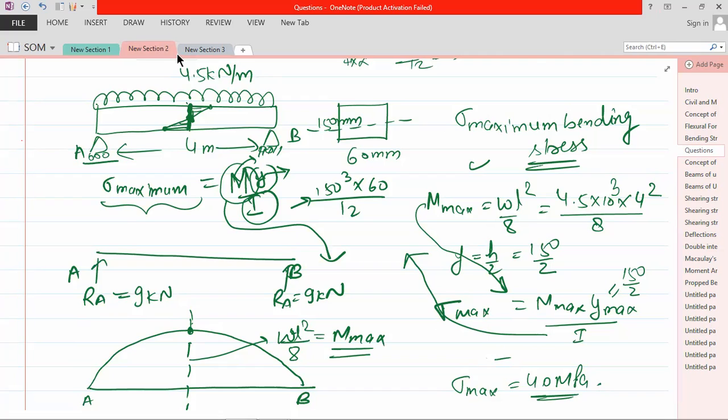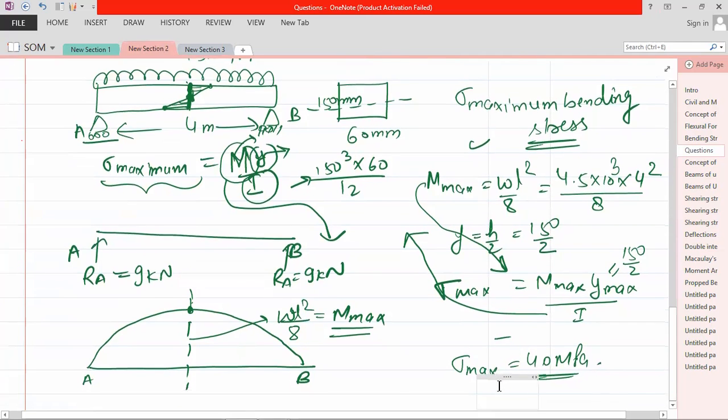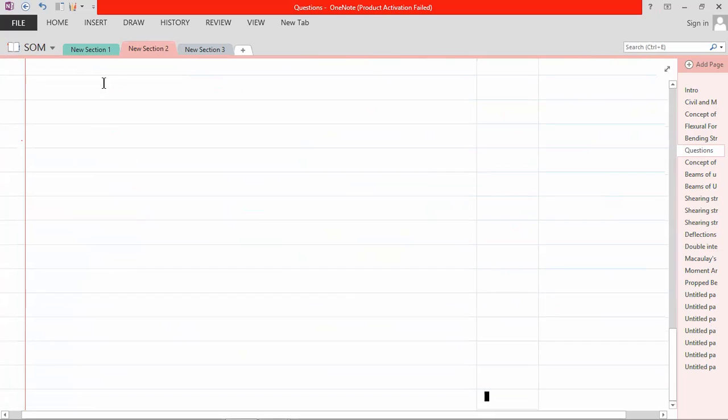Now for the same cross section, I can change the I. Now let me give you in a more general way, not a particular question. Suppose the parameters are sigma is equal to M y by I. So if it is said that you need to find the maximum, draw the bending moment diagram. So the steps to solve a bending stress problem are, write it in your copy.